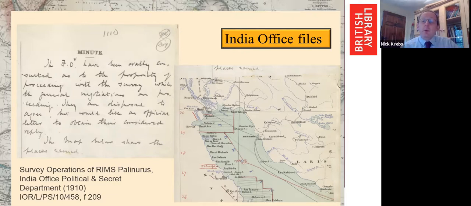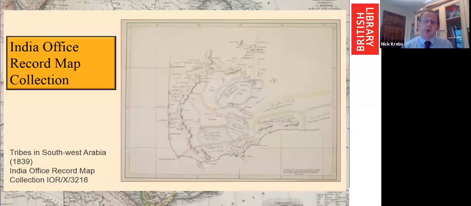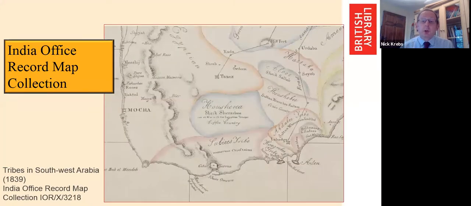We've also got, as well as the India Office files, the India Office Record map collection. This was the official map collection of the India Office, and there are about 14,000 sheets, all held at the British Library. This particular one shows tribal areas in Southwest Arabia from 1839, quite a nice map. It's a printed map with watercolor wash.